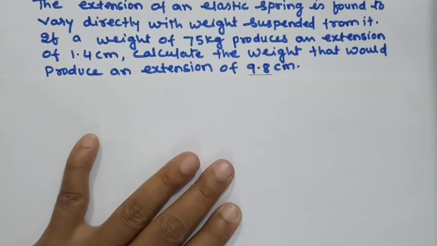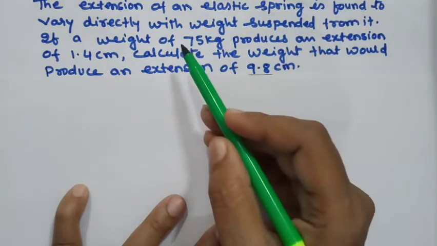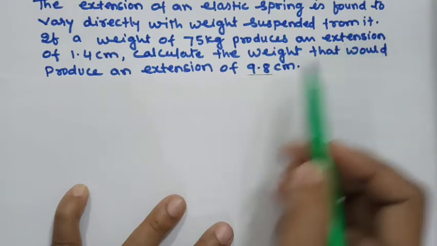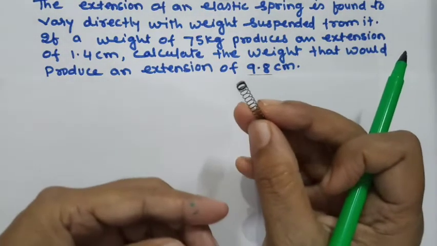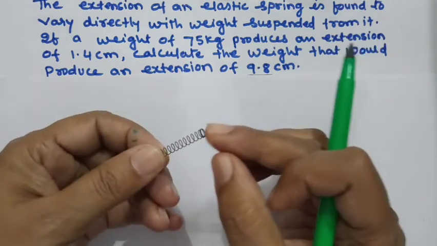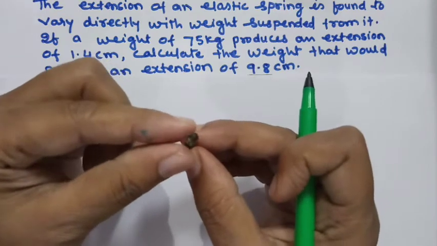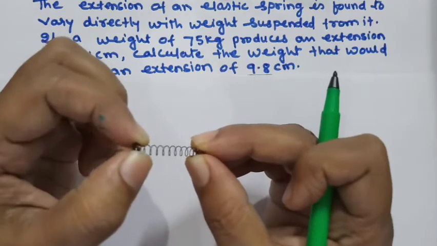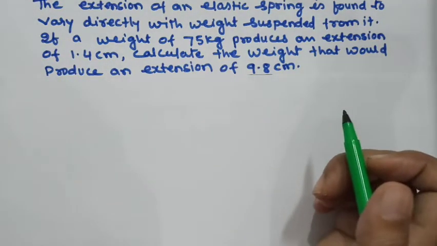Dear students, let us read the question. The extension of an elastic spring is found to vary directly with weight suspended from it. There is an elastic spring. Let us see, because spring means this. This is a spring. Suppose you are suspending something here at this point and hanging like this. So what will happen? It will produce elongation like this. It will elongate.